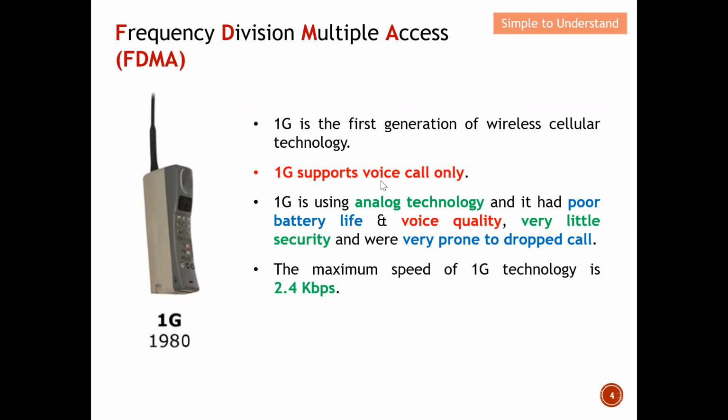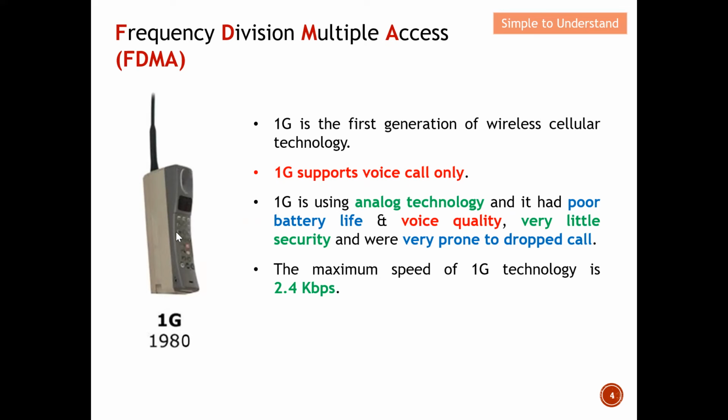1G at that time purely supported voice calls only, which means you could only use our normal calling features, nothing else exciting on the mobile phone at that time. They were purely used to call someone, that's all. 1G used analog technology. Our voice, in nature, is an analog signal, so they send this analog signal to another mobile phone. So 1G at that time purely supported analog signal only, and it had a poor battery life.